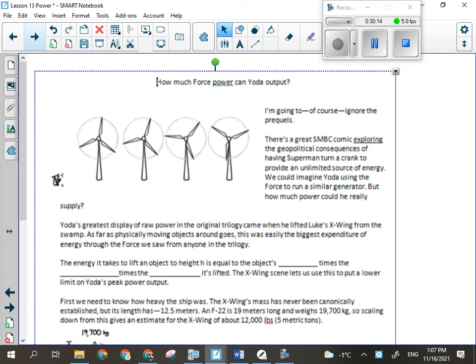Okay, you surrender yourself to the force, and the will of the force will guide you, or enable you to do things. So what we're going to look at here is how powerful was Yoda when he was lifting Luke's X-wing out of the swamp, and putting it back down on the ground. All right. So we're going to watch that clip first because it's awesome. And then we're going to go back and we're going to do this stuff here.